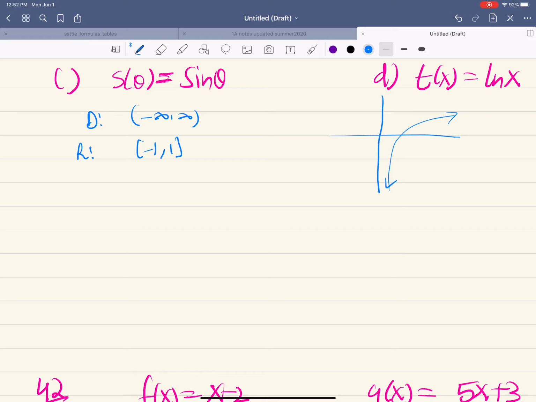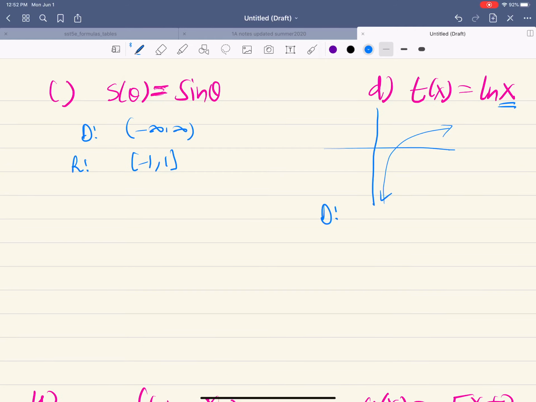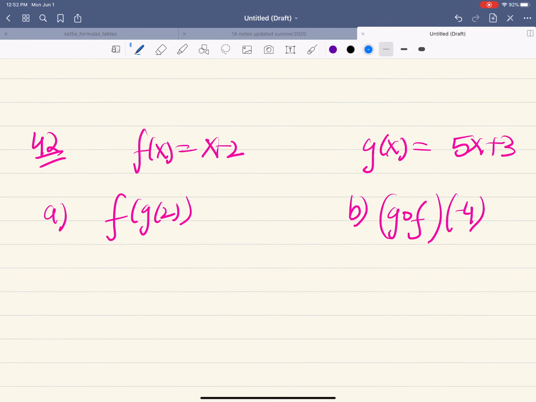Also, x cannot be negative, and x cannot be 0. If you recall, the log of a negative number or log of 0 is not possible. So the domain is 0 to infinity, not including the 0, and the range would be negative infinity to positive infinity. It covers all the y values. There are no restrictions on the y values.